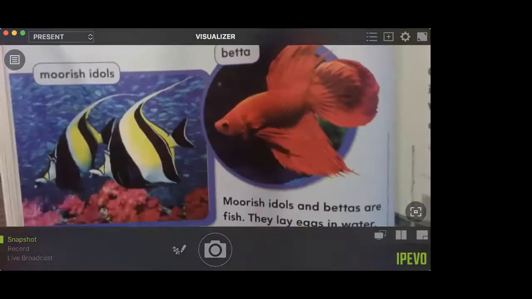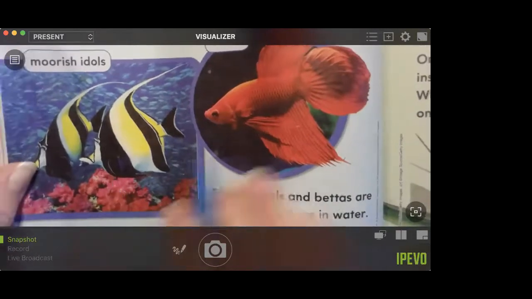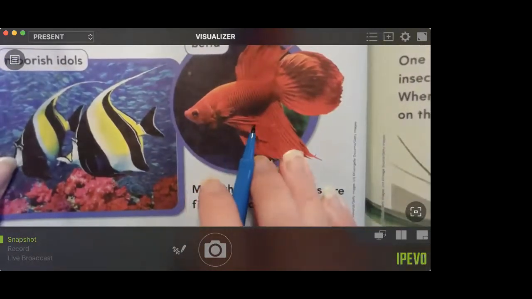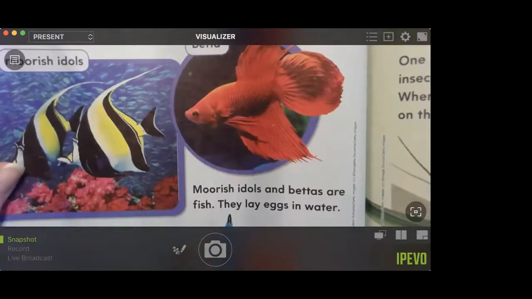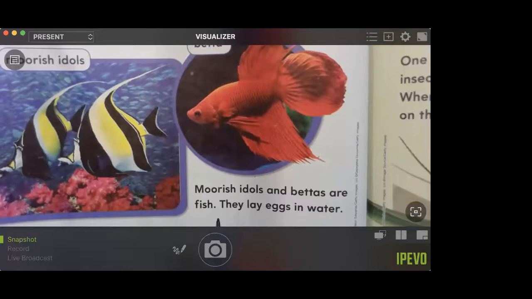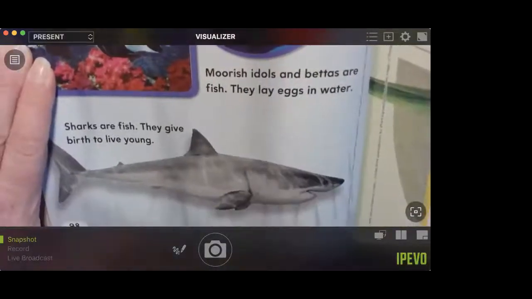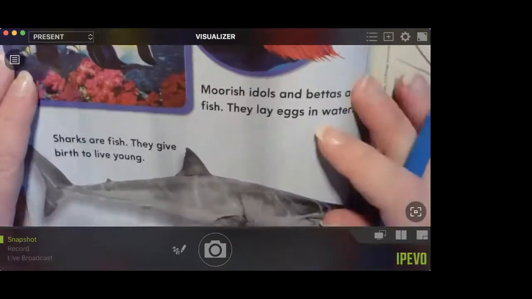All right, then we have two types of fish here. We have a Moorish idol fish, and we have a betta. Bettas are always really fun and pretty fish. Moorish idols and bettas are fish. They lay eggs in water. And then down here, sharks are fish, but they give live birth to their young.